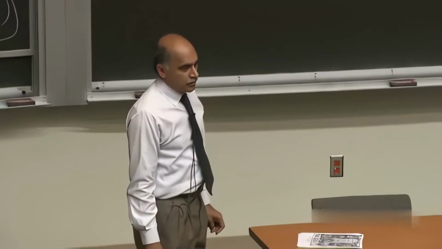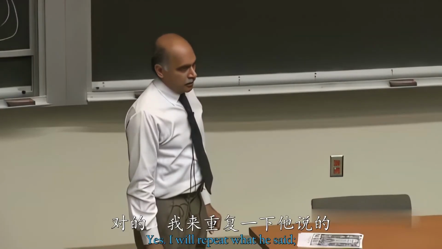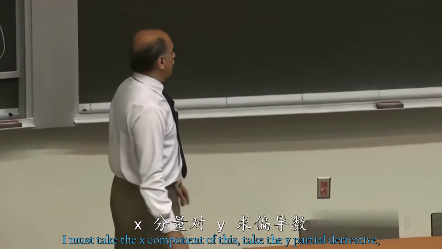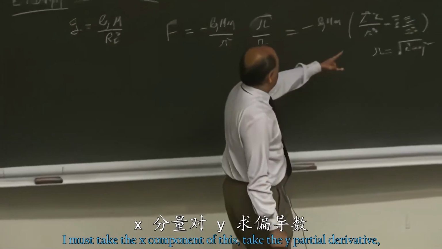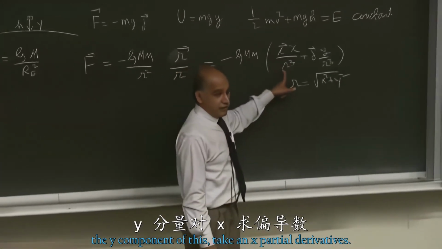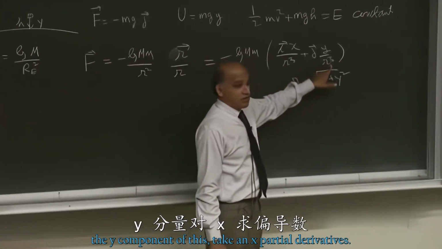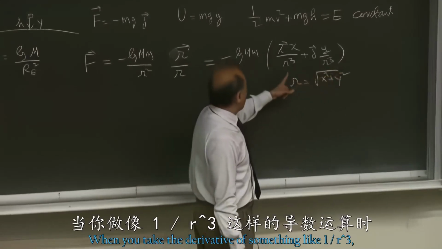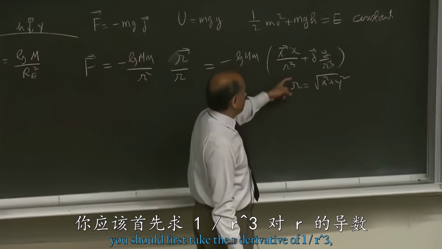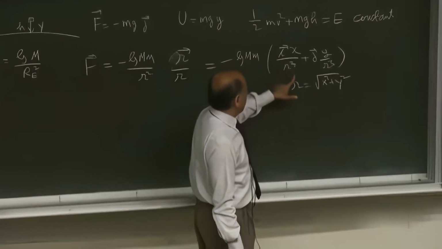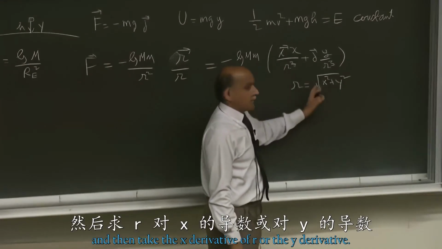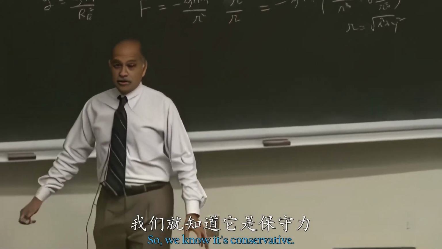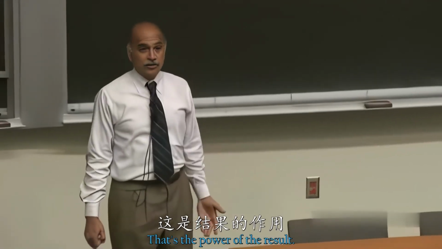Use that formula you showed us at the beginning, the partial derivative. Yes. So I will repeat what he said. That's the correct answer. I must take the x component of this, take the y partial derivative, the y component of this, taking x partial derivatives. You guys should do that. When you take the derivative of something like 1 over r cubed, you should first take the r derivative of r cubed and then take the x derivative of r or the y derivative. Using the chain rule of calculus, you will find the two agree. So we know it's conservative. That's the power of the result.